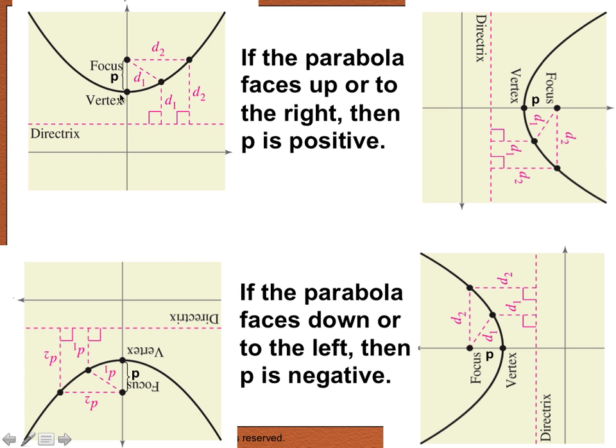But in this case, if I'm looking at the upper left, P could be something like 2 or 4. But if I'm looking at the lower left here, this parabola that faces downward, P would be something like -2 or -4. All right, so that's just to keep in mind what the sign of P does to the shape.